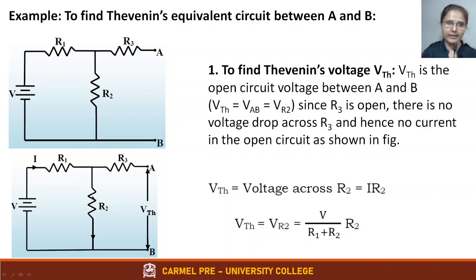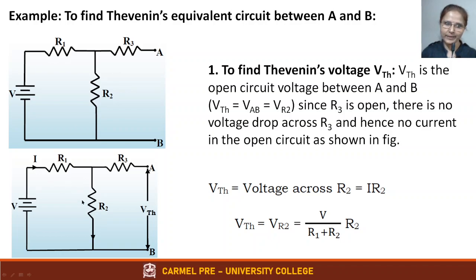So how to find the current flowing through R2? You have to come back here in this loop. There is only one loop because it is open circuited. Only one loop is there. One voltage source is there. Two resistors are there in series. So if they are in series, what do we do? We just add them. R1 plus R2.